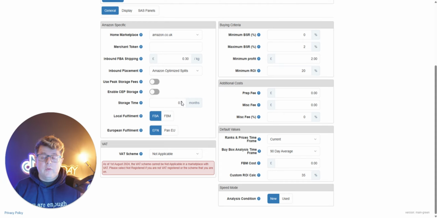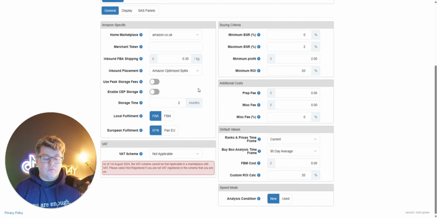So for myself, I have a repricer, and we sell 80% to 90% within the first 2 months. So as I'm setting this up, I'm going to have my storage time as 2 months, and that is going to give me 2 months worth of storage on each product I'm analysing. Obviously, if you was using the peak storage fee between October and December, this would add an additional cost onto them 2 months as well.